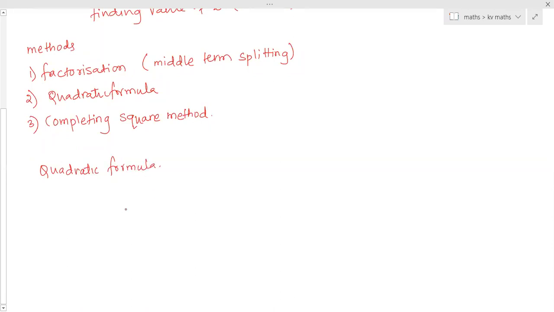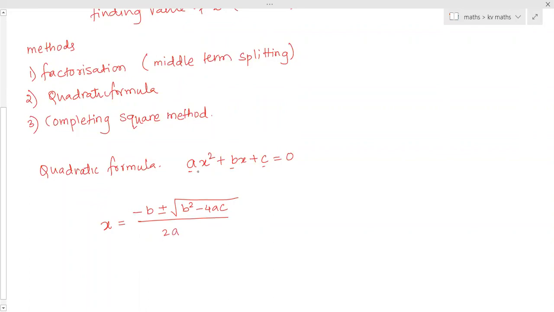If the equation is in the form ax square plus bx plus c is equal to 0, where a, b, c are any real numbers, then the value of x by the formula method, what is the formula? So x is equal to negative b plus minus square root of b square minus 4ac, all by 2a.